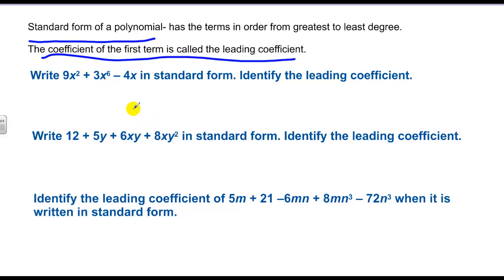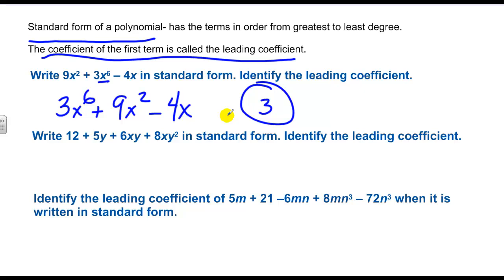So in this case, we want to make sure it's in standard form and identify the leading coefficient. Look at all the degrees. We see that x to the 6 has the highest degree, so this term should go first. X to the second has the next highest degree, so that term goes second. And finally, 4x has the smallest degree, so that goes last. And we want to identify the leading coefficient. The leading coefficient in this case is 3.